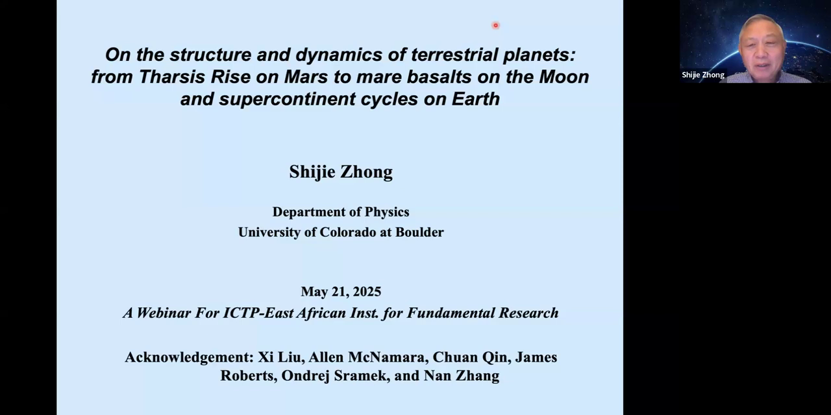I guess today what I'd like to do is really show how mantle dynamics can explain some of the most fundamental features that we see on some of our terrestrial planets. This would include the mare basalts on the Moon, source rises on Mars, and also supercontinental cycles on Earth. Before I start, I'd like to acknowledge the contributions over the years from my former students and postdocs, who are listed here at the bottom of these slides.